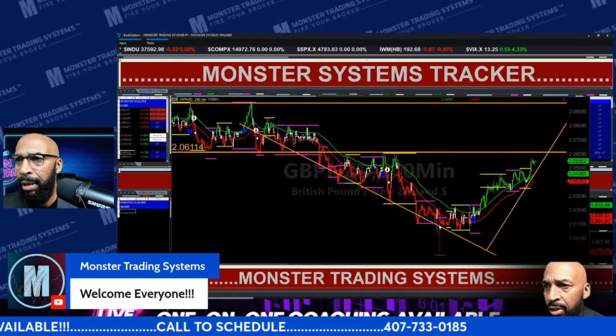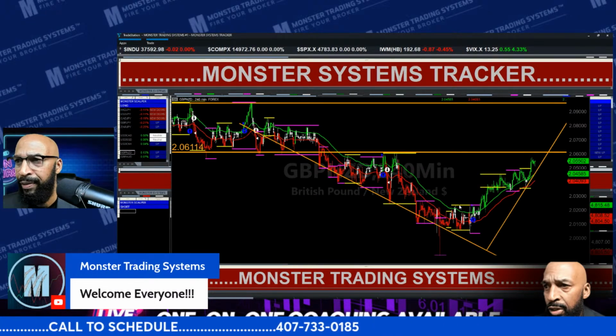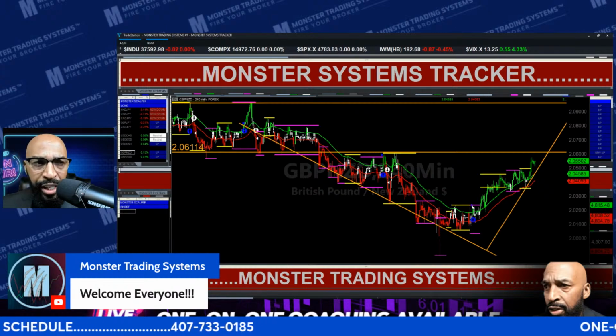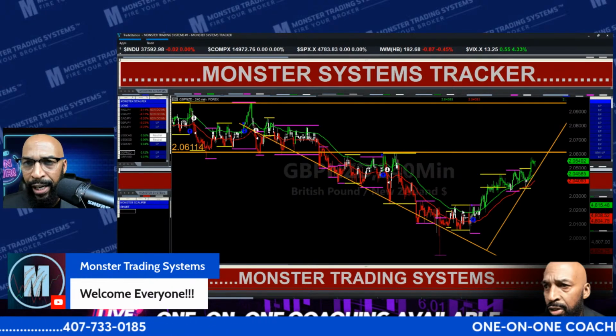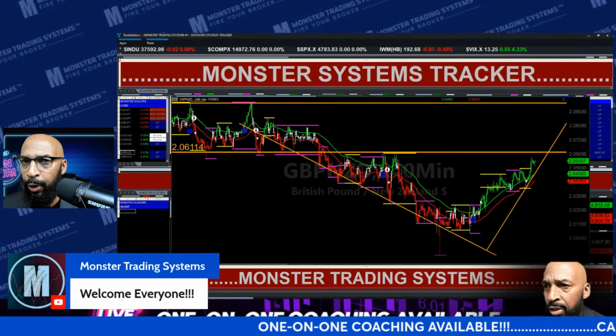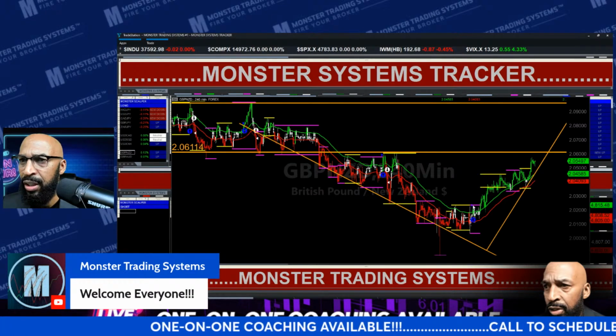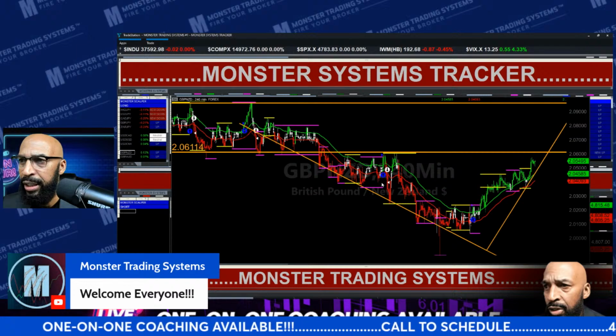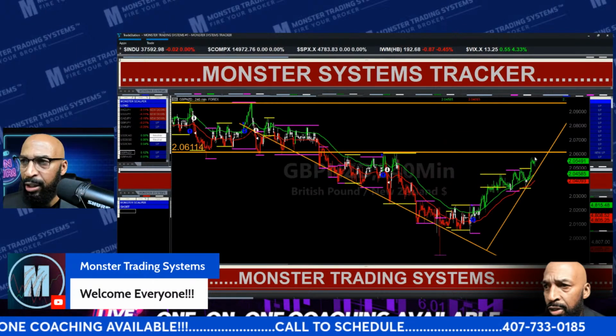Pound New Zealand, nice markdown phase here. All right, considering the markets, guys, Forex is consolidating. All right, but even with that, we have some great trades going. Okay, so buy signal here, pound NZD. All right, we're almost at resistance.